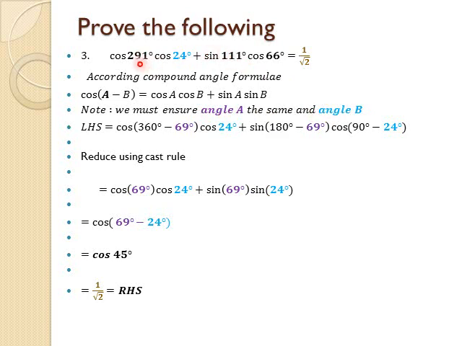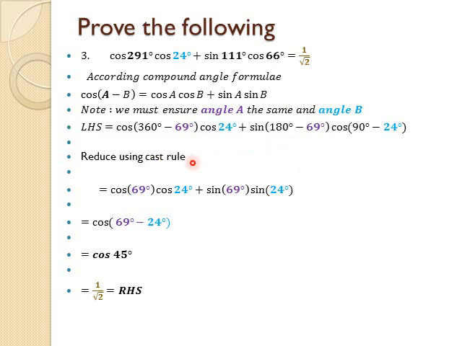So 291 falls in the fourth quadrant. So there cos 360 minus 69. That stays 24. 111 falls in the second quadrant. That is 180 minus 69. Second quadrant, and cos 66. See there it says cos cos sine sine. To make the sine sine, I must use 90 degrees. Alright, so that's cos 90 minus 24.